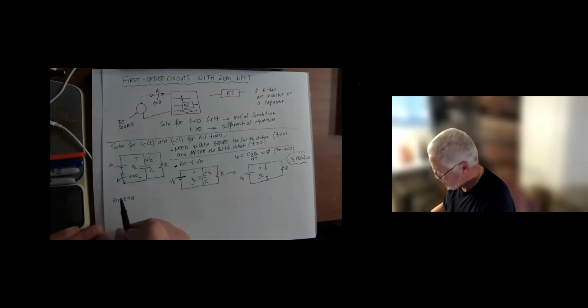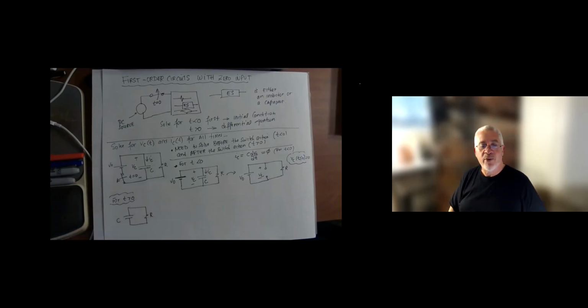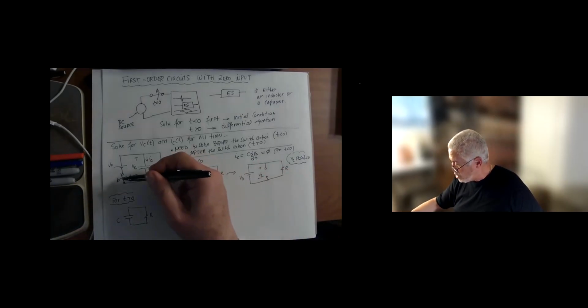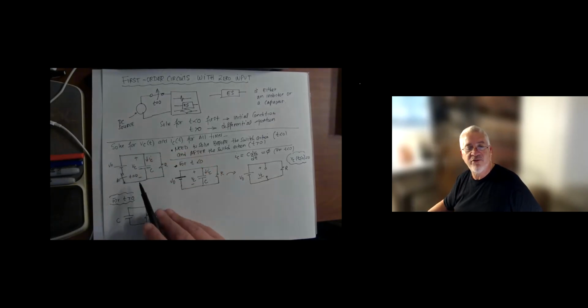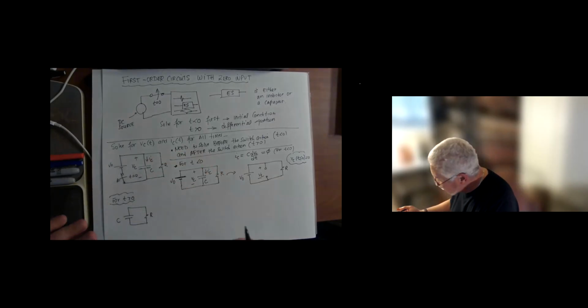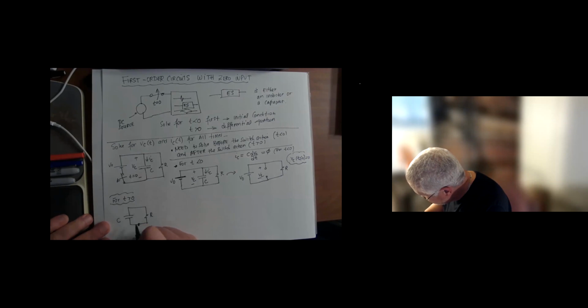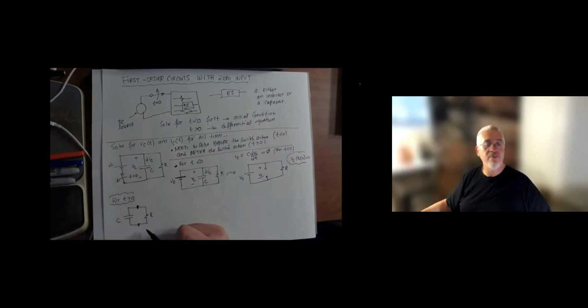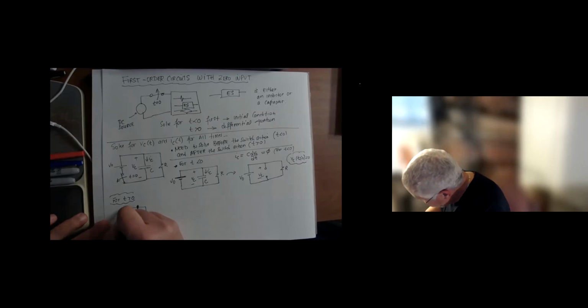Now for t greater than 0, the circuit we have is simply the capacitor in parallel with the resistor, because the switch opens up, so the source gets disconnected from the circuit. I'm going to do a nodal analysis here. This is a 2-node system, very simple. I'm going to have IC here, and I'm going to call this node VC, and put my reference node right here.